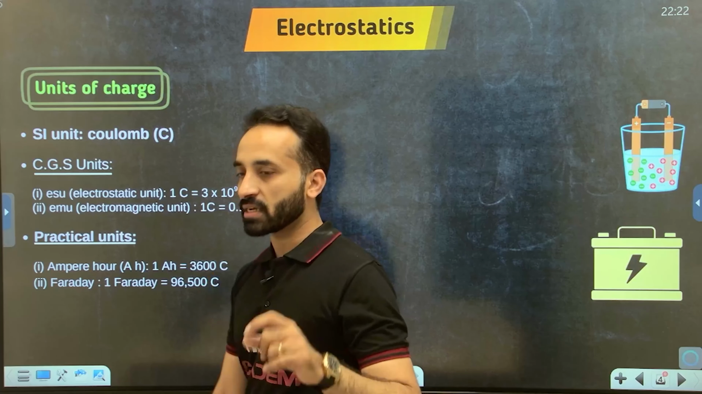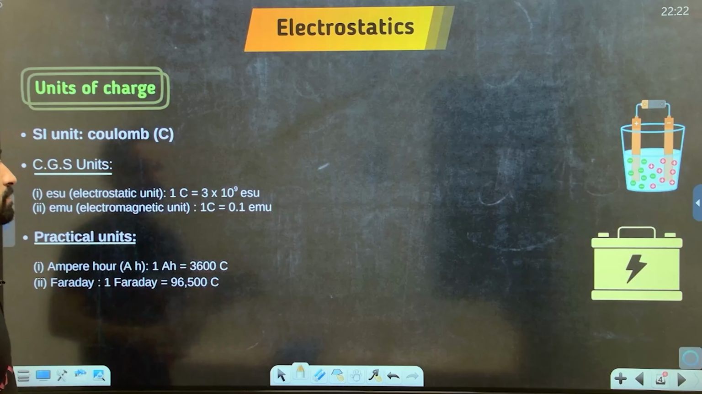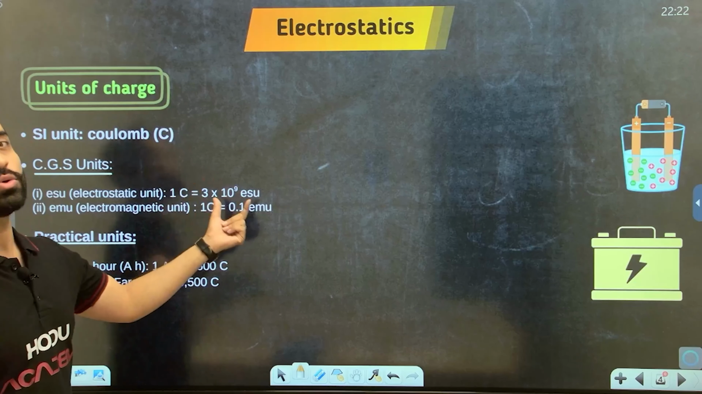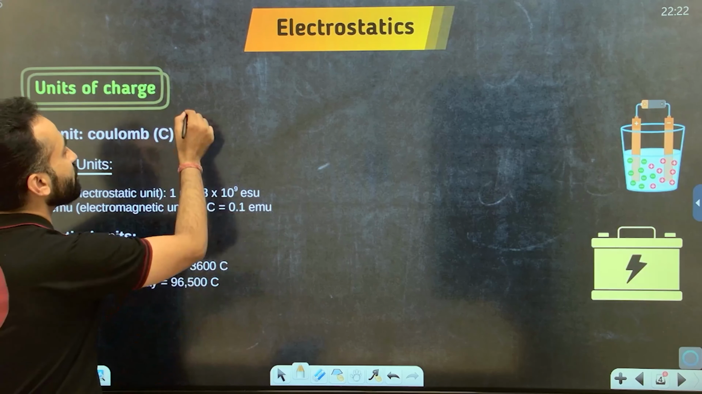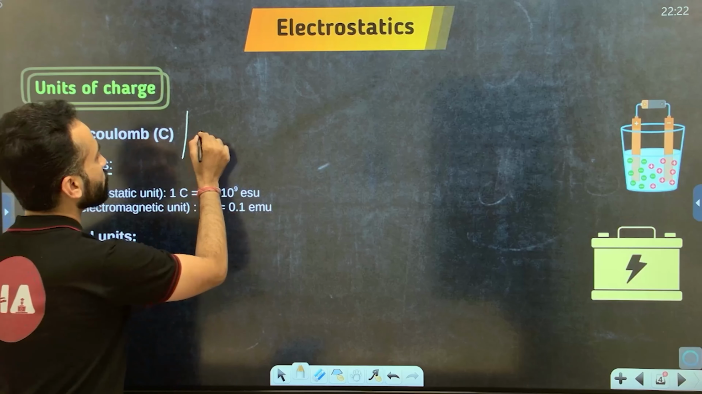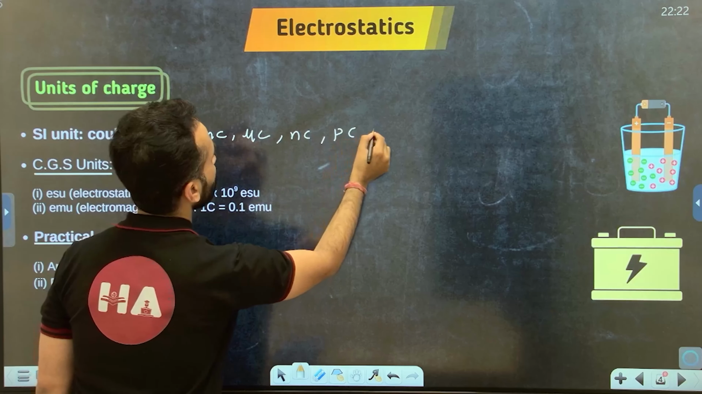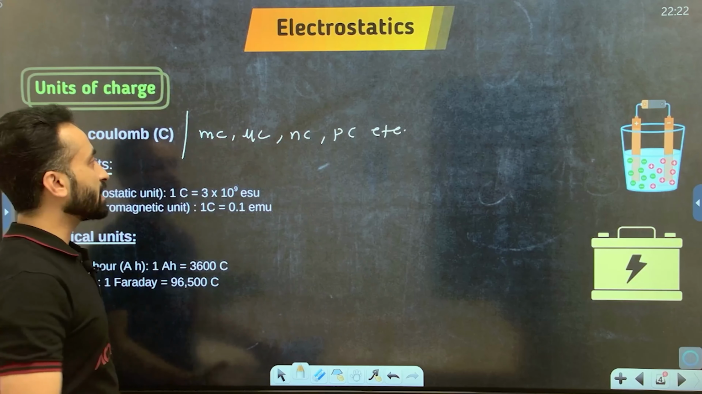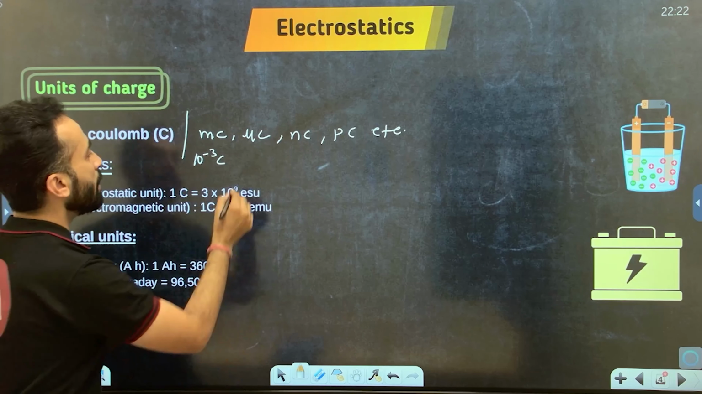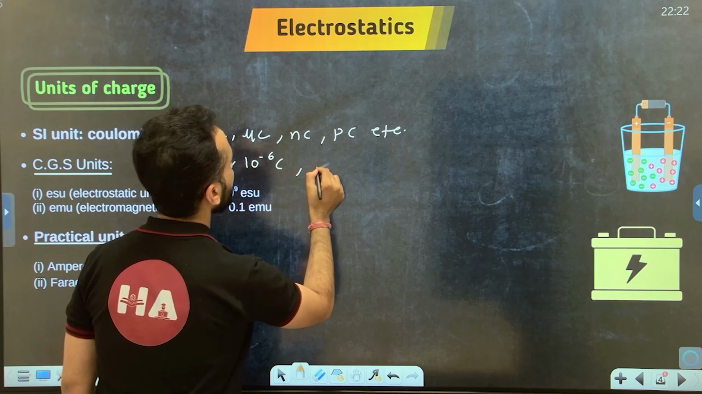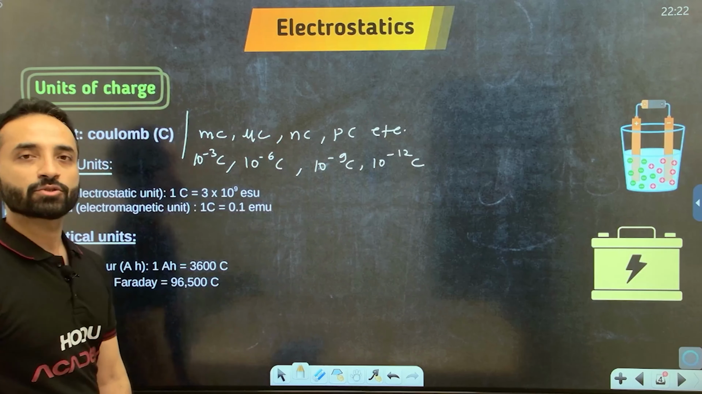So if you can realize what is the conversion factor, 1 coulomb is 3 into 10 raised to the power 9 ESU. So that's like huge. 1 coulomb is huge as compared to ESU. In fact, coulomb in general is very huge. That is why even if we have SI unit as coulomb, mostly what you will come across is millicoulomb, microcoulomb, nanocoulomb, picocoulomb, etc. So when I say millicoulomb, I hope you understand that this prefix would mean 10 raised to the power minus 3, micro would mean 10 raised to the power minus 6, nano would mean 10 raised to the power minus 9, and pico would mean 10 raised to the power minus 12, right?